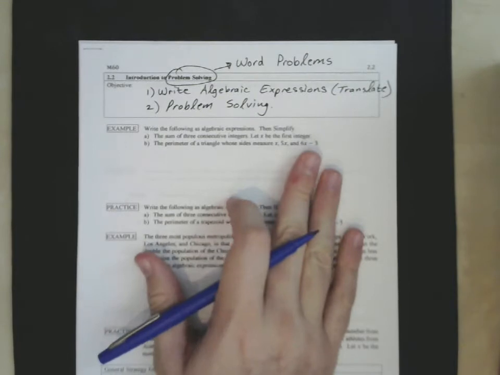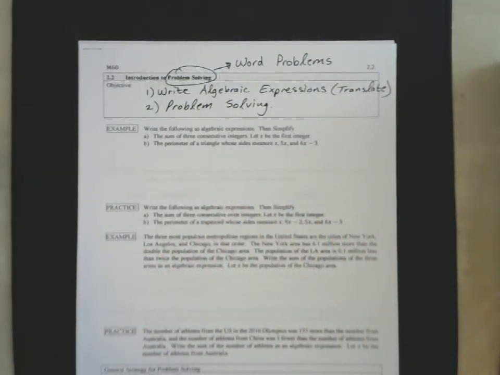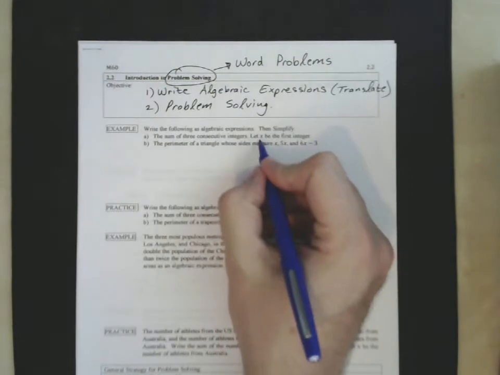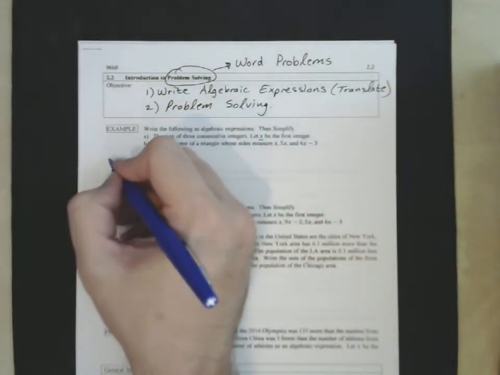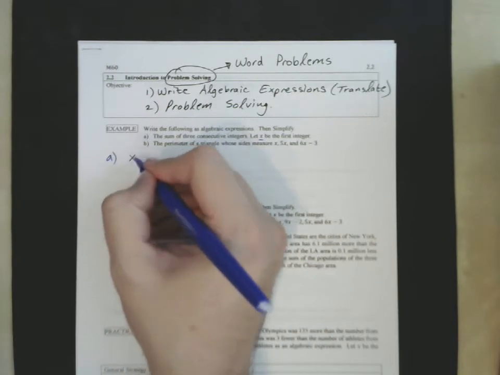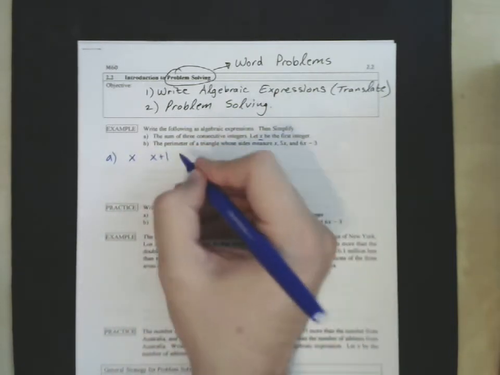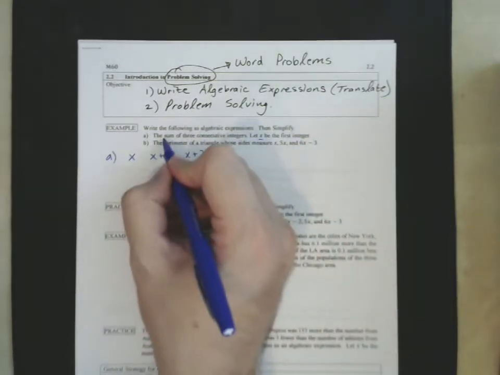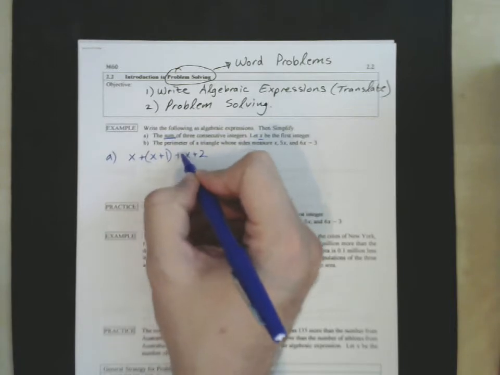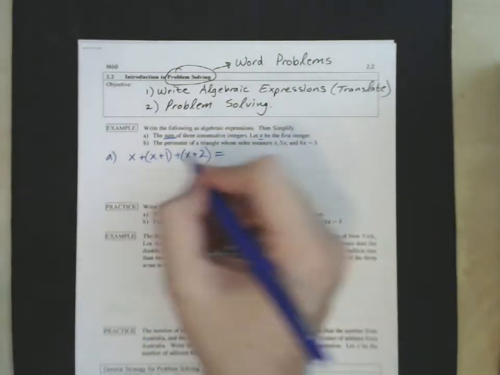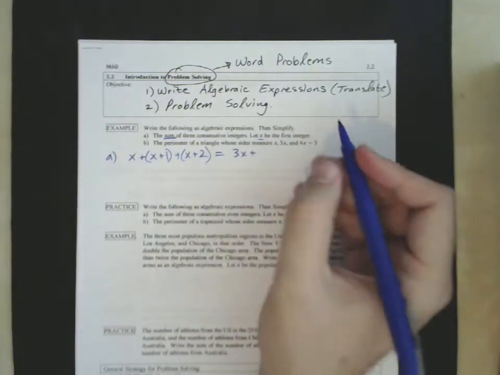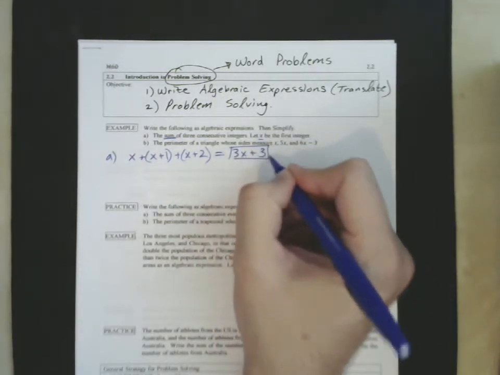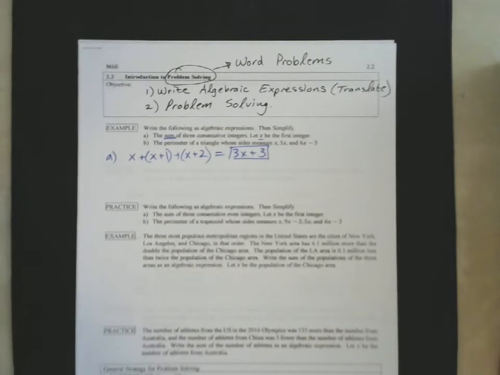So we have some examples. An example here, two parts. The first one says the sum of three consecutive integers. We're trying to write it as an algebraic expression and then simplify, and it tells us to let x be the first integer. So if I have consecutive integers, I have x plus 1, and I have x plus 2. These come one right after the other. And it says the sum, so I'm going to add each of these, and then simplify. We have 1, 2, 3 x's plus 3. So that is our algebraic expression for that statement.